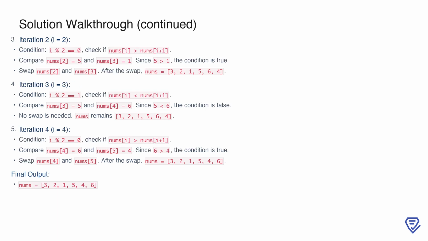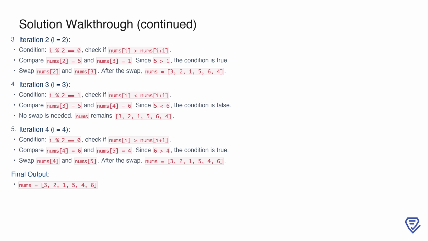Next, in iteration 2 at index 2, since the index is even, we examine whether the current element is greater than the next. Here, nums[2] equals 5 is indeed greater than nums[3] equals 1, so the condition is true, and we swap these elements. This updates the array to nums equals 3, 2, 1, 5, 6, 4.